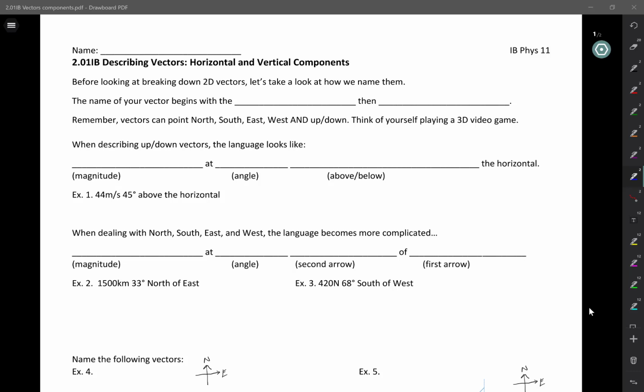In this video, we're going to look at components of a vector. In class, hopefully you know the difference between a vector and a scalar. A vector has both magnitude and direction, scalar only has magnitude. In this video, we will learn how to name a vector in a 2D space, and knowing how to take a vector and breaking it down into its horizontal and vertical components.